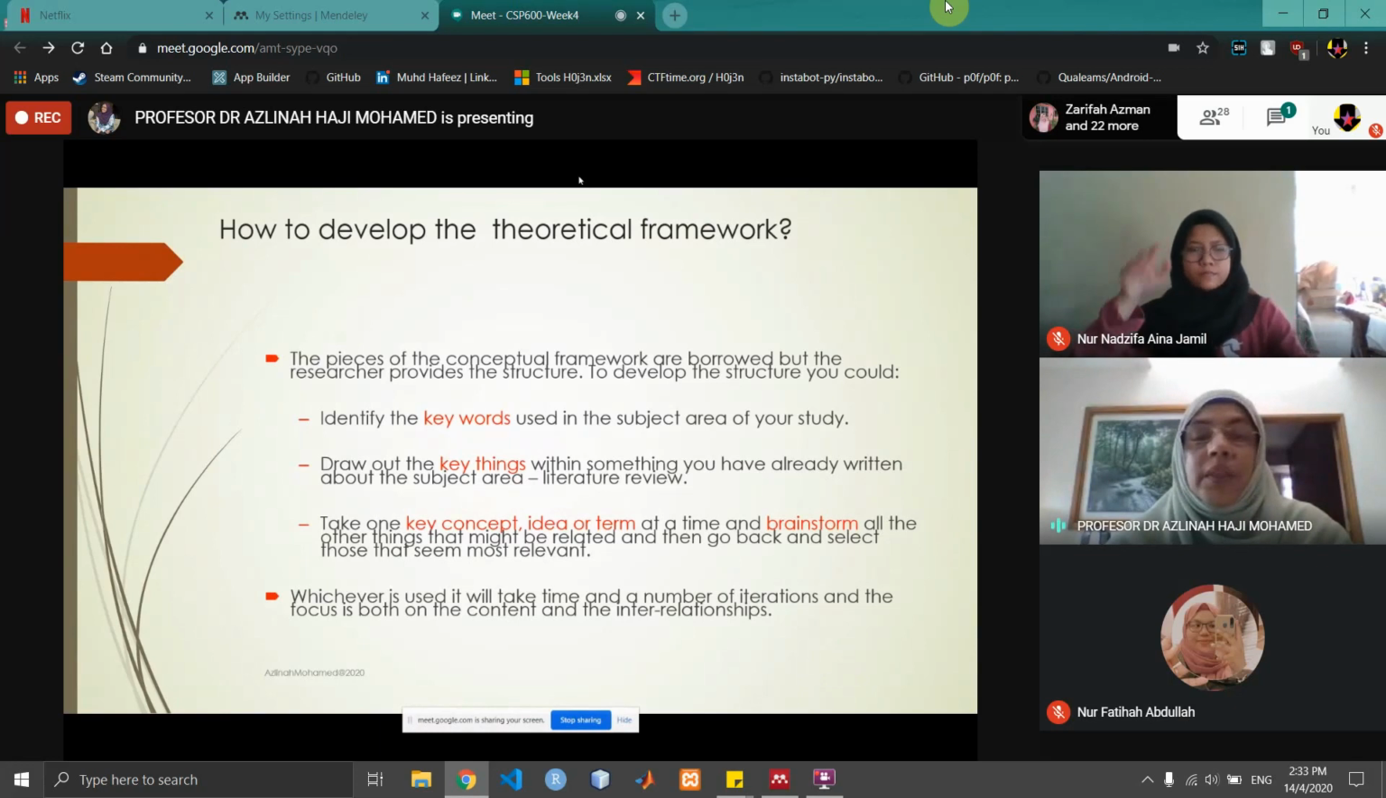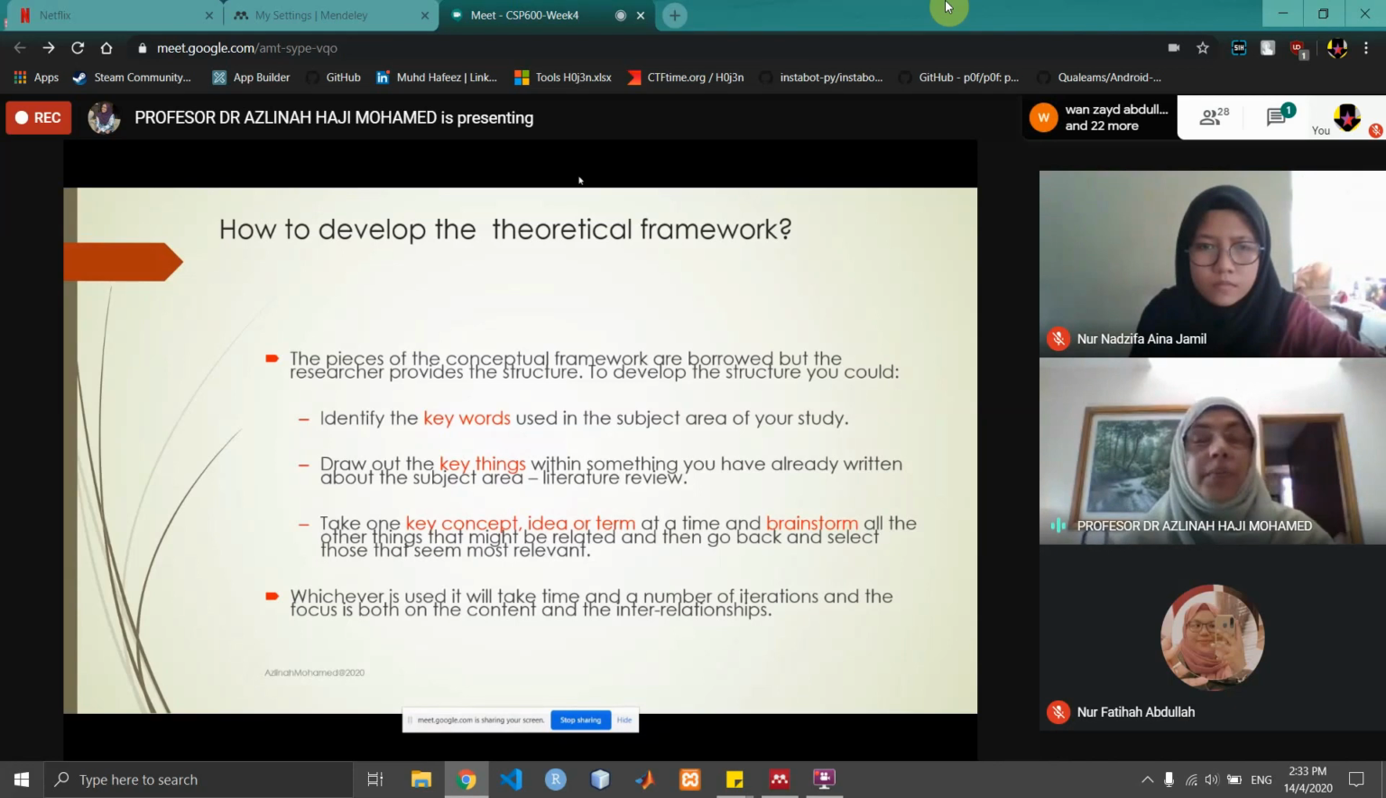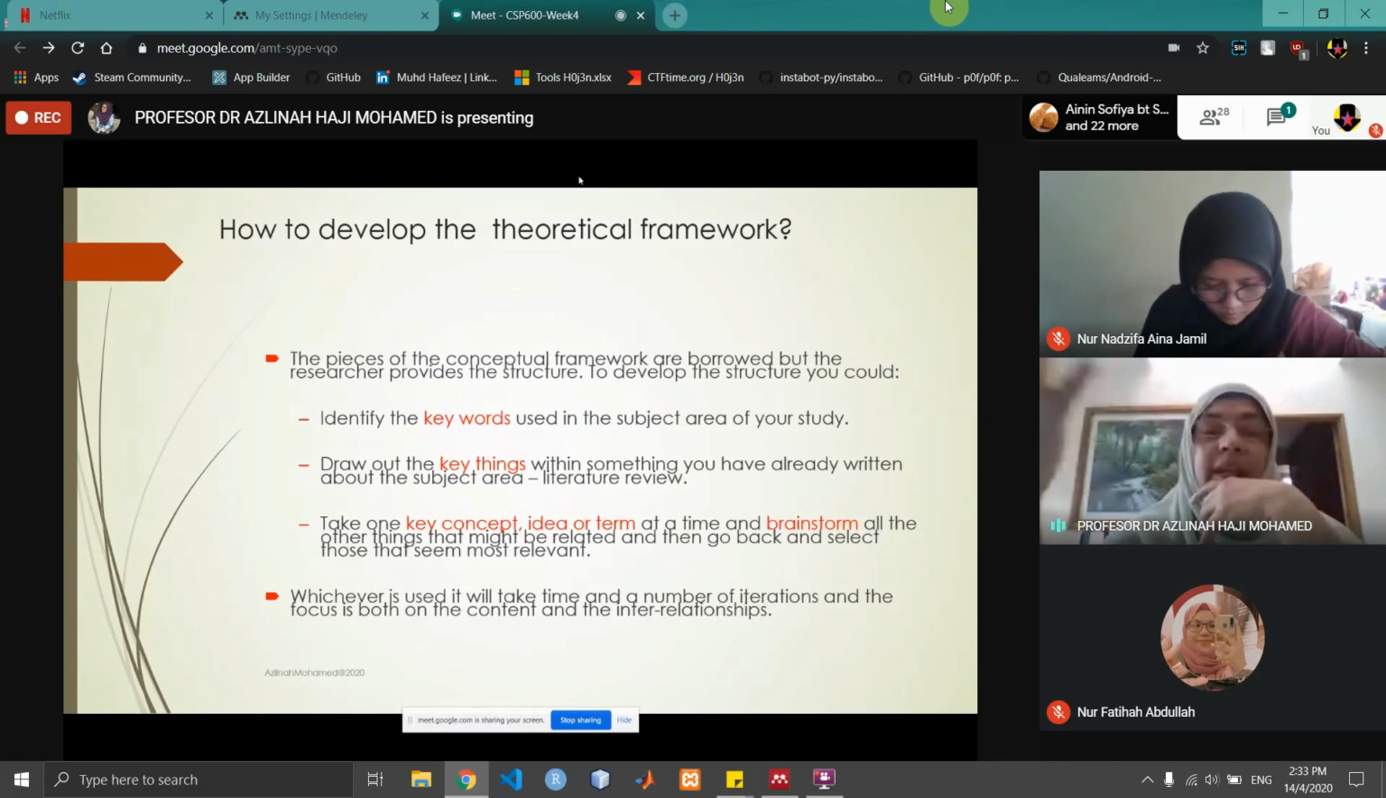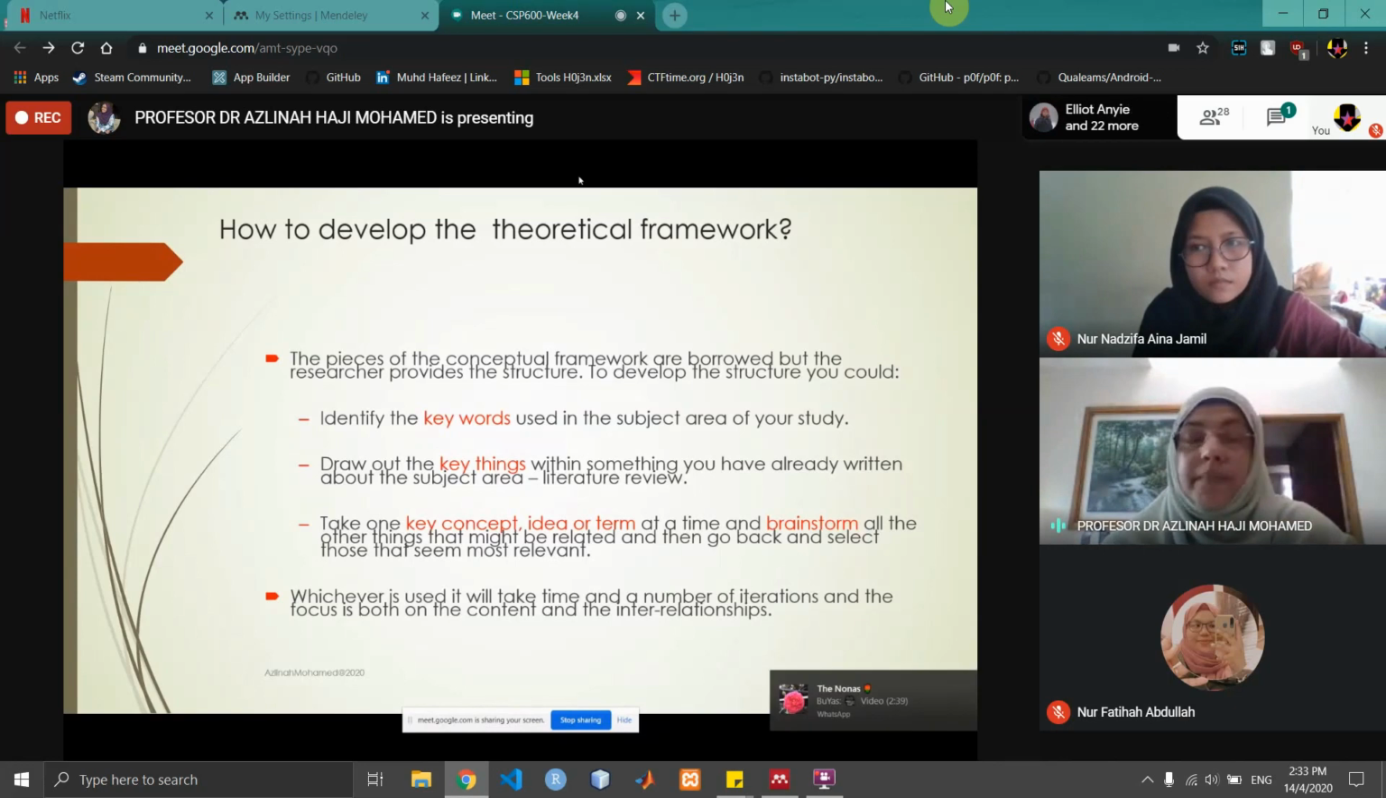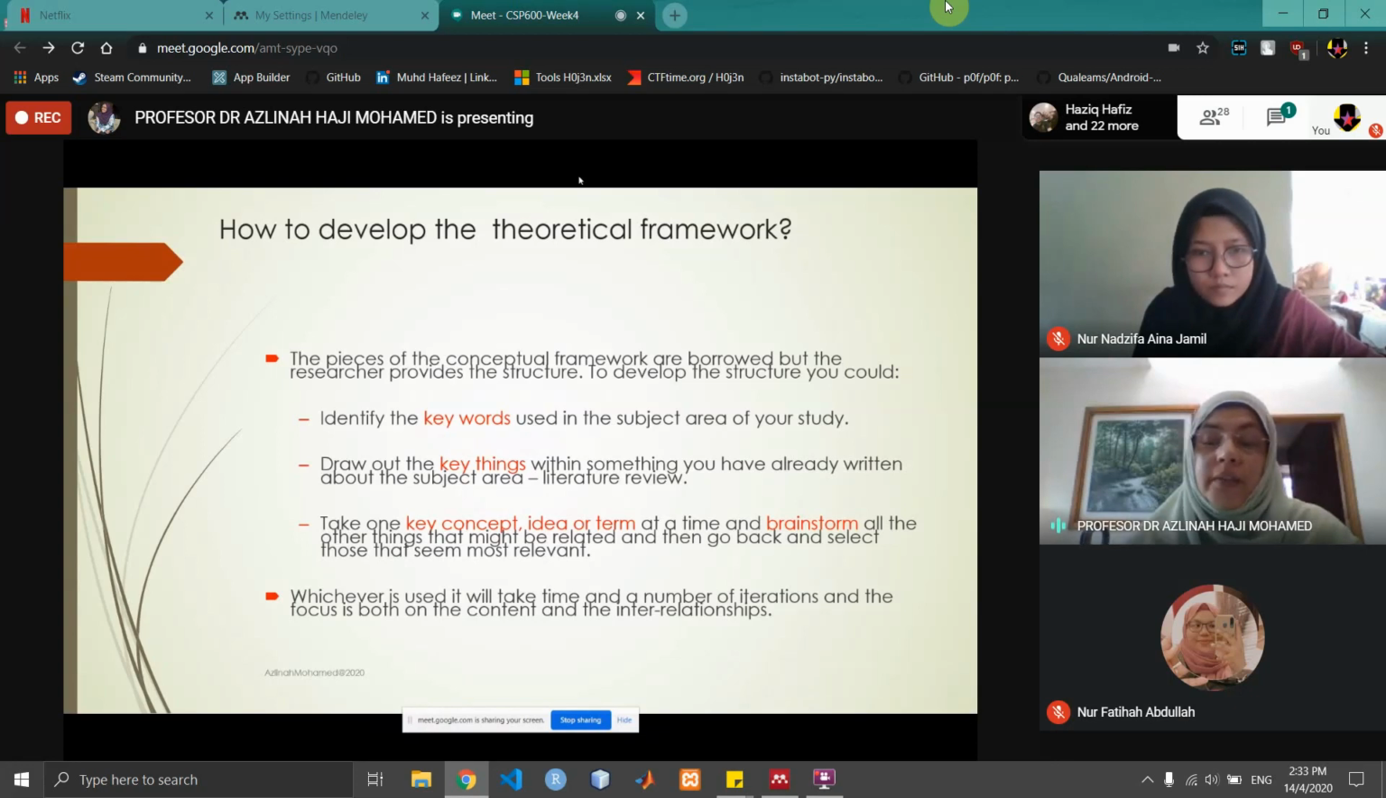You draw out the key things within something you have already written about the subject area. Take one key concept, idea or term at a time and brainstorm all the other things that might be related, then go back and select the next concept or the next idea, and then you build your tree, and you see there will be a bigger branch of notes representing the idea that you are doing in your project. Okay. Whichever is used will take time and a number of iterations, and the focus is both on the content and interrelationships.